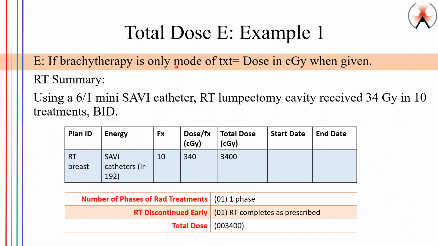If the brachytherapy is the only mode of treatment and the dose is given to you in centigray, okay, so here we go, SAVI catheter, and it tells you that 34 gray was administered, okay, or 3,400 centigray. And this was the only phase that was administered to this patient. So again, we can put that as a total dose as per rule E.